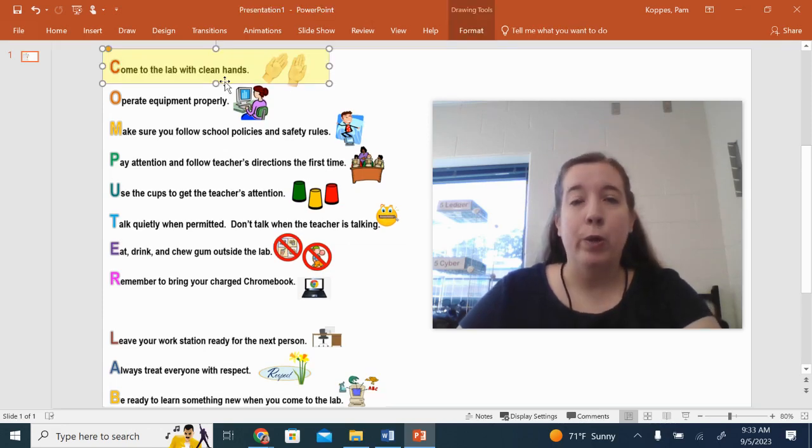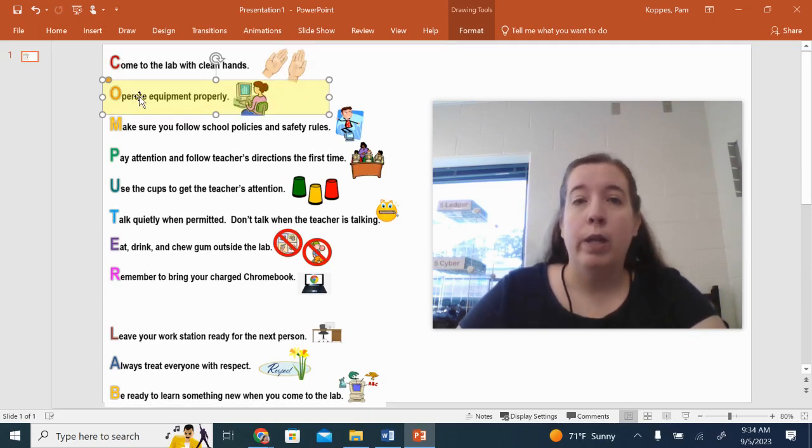The first rule is to come to the lab with clean hands. We don't want to get dirt or sticky stuff on our computers or the mice, so make sure you wash your hands before you come to class. I also have hand sanitizer that you can use anytime you need.